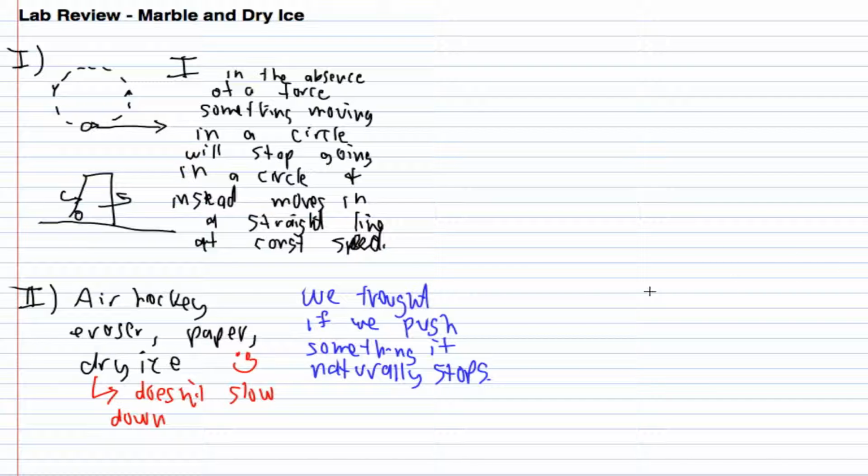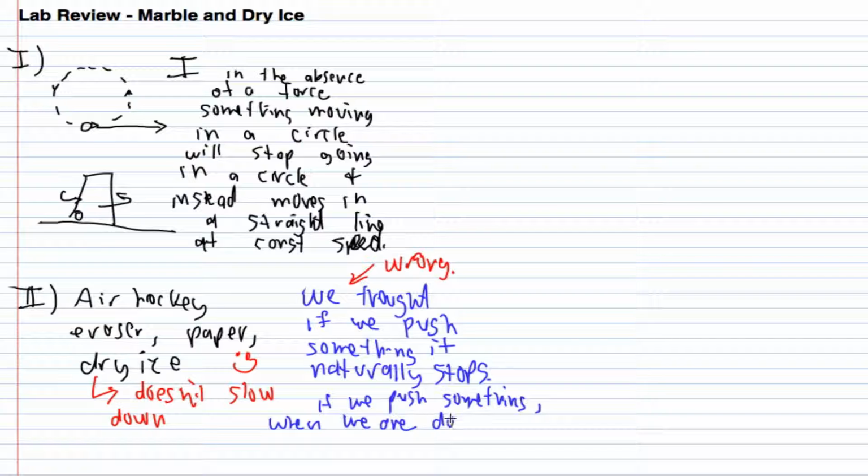That's what we thought. And this is wrong. That was what we came up with from the lab. What we concluded from our lab was, in fact, if we push something, when we are done pushing, it stays in a straight line at constant speed.